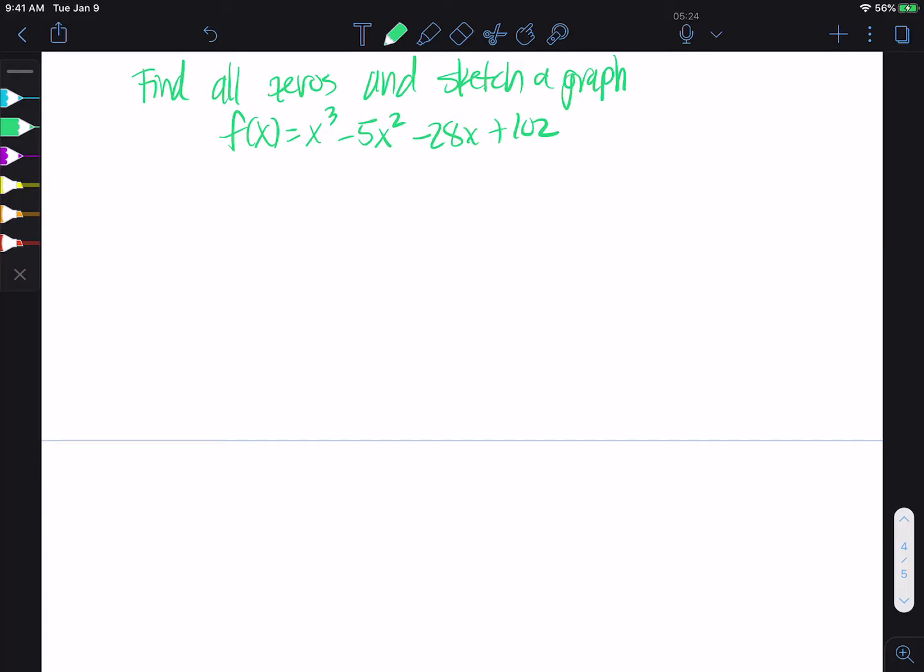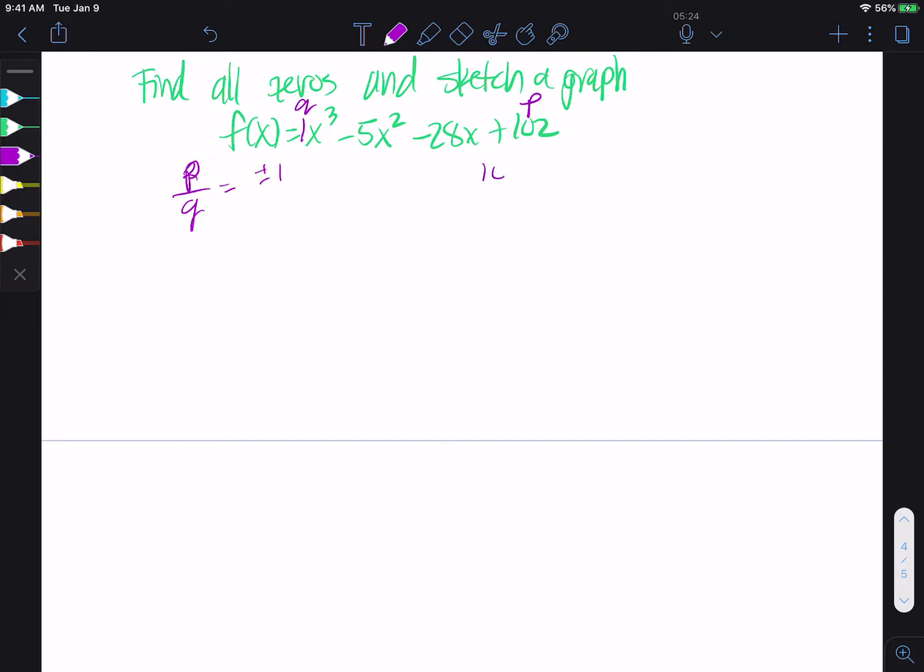Okay, we want to find all the zeros and sketch a graph of this polynomial, right? So the first thing that we're going to do is list our p over q. Remember, p is the constant and q is the leading coefficient. So the 102 is the factors, or the p value.